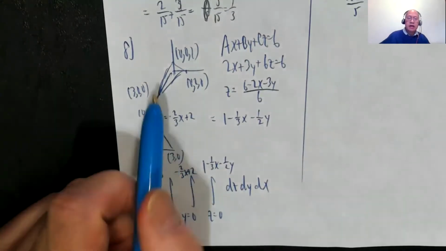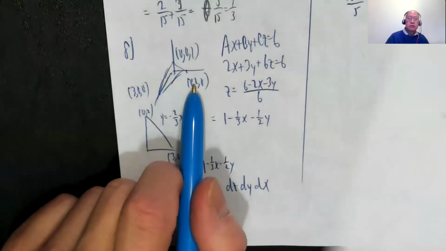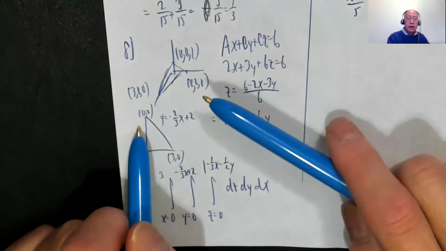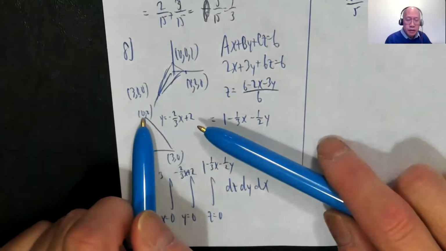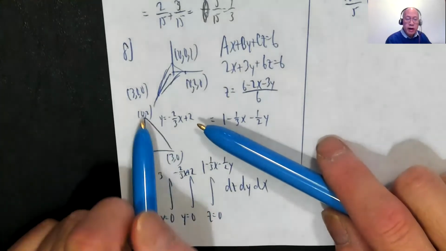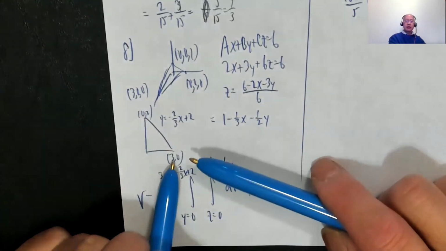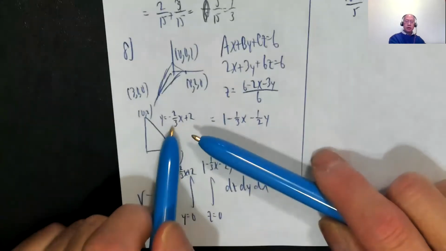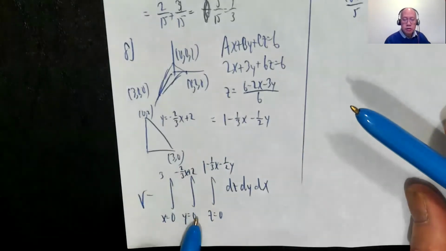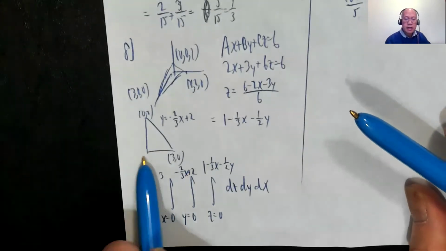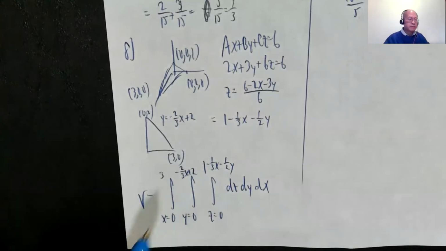Now in the xy plane, just take 0, 2, and 3, 0. The slope is negative 2/3. Y-intercept is 2, so y equals negative 2/3 x plus 2. By the way, you can double check. Plug in 3, you get 0. Plug in 0, you get 2. So y goes from 0 to negative 2/3 x plus 2, and then x goes from 0 to 3.